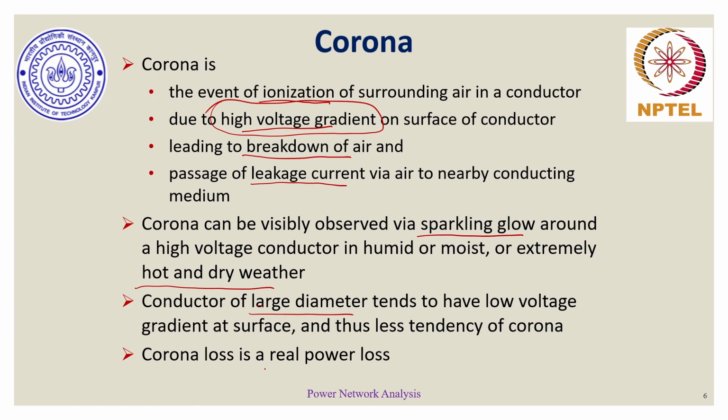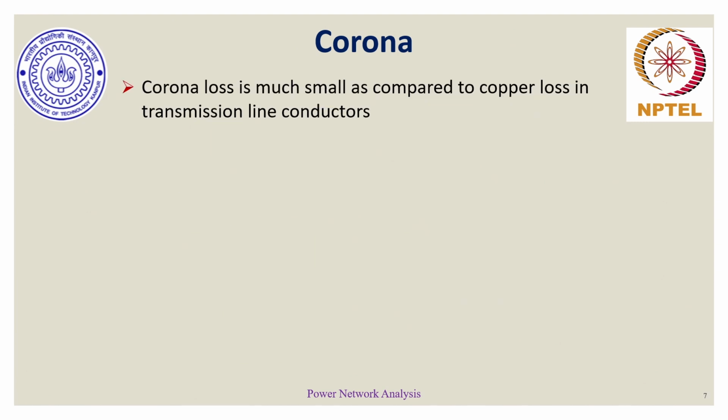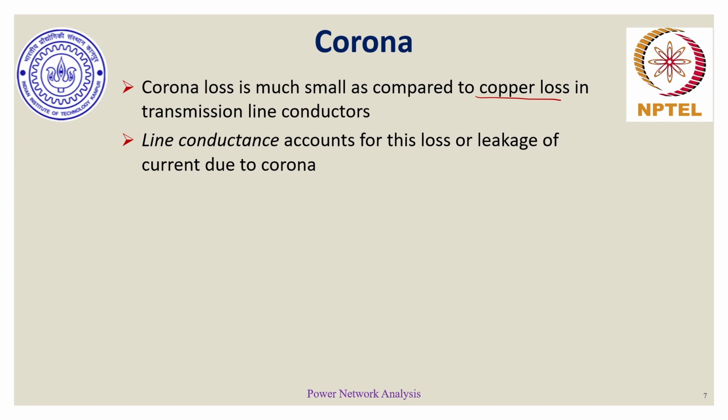And this corona loss, since it is a leakage current which is passing into a nearby medium, is very similar to I square R loss, which is called a real power loss. Compared to copper loss, the corona loss is very small, and in transmission line conductors, by proper design, proper operation, and proper right of way, this can be minimized. The line conductance parameter accounts mostly for this corona loss and any other leakage current that happens due to corona.